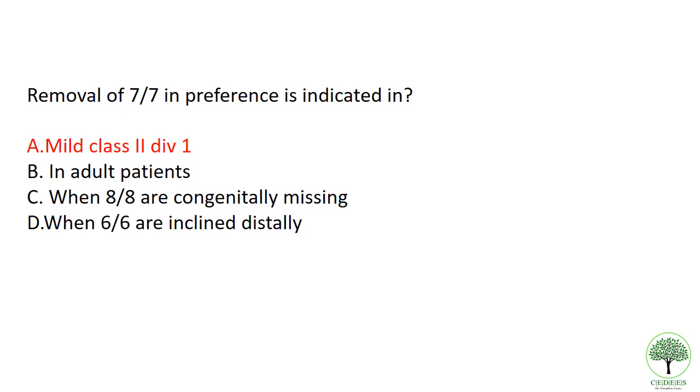So the answer is mild class 2 div 1, owing to the reasons that it gives a greater chance of distalization, the position of the second molar is much away from the facial profile for the facial profile to be worsened or affected, and also it helps to bring the third molar slightly into a more protracted position.